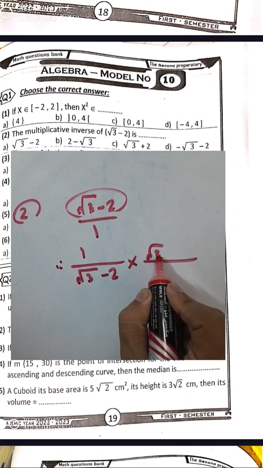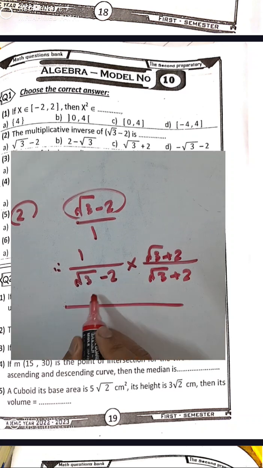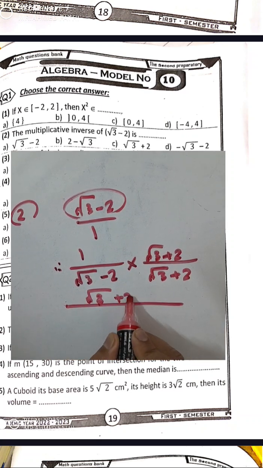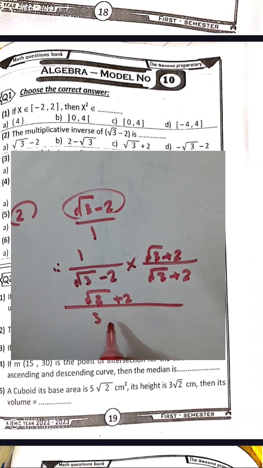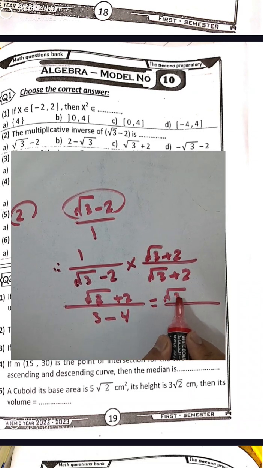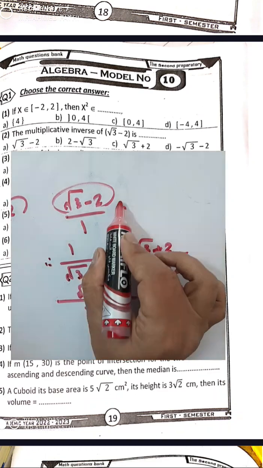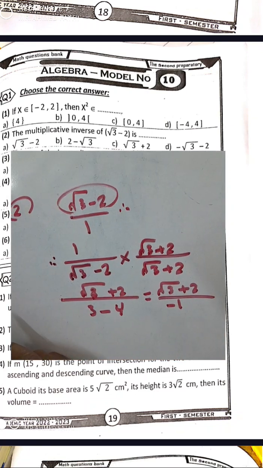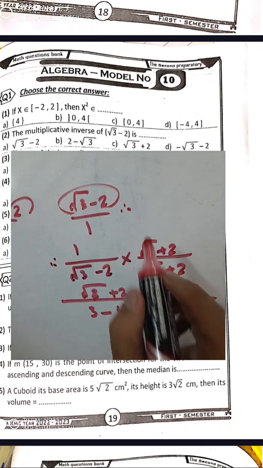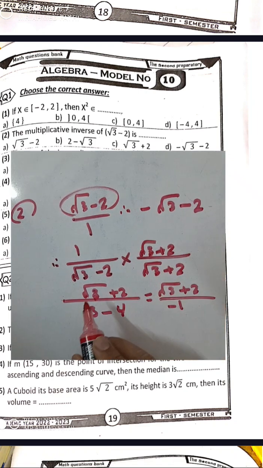Root 3 plus 2 here and root 3 plus 2 here. 1 times root 3 plus 2 will be root 3 plus 2 here. And root 3 times root 3 equals 3, 2 times 2 equals 4. And the result will be root 3 plus 2 over negative 1. Then the conjugate will be what? By this number, we want to find the multiplicative inverse. It will be negative root 3 minus 2.